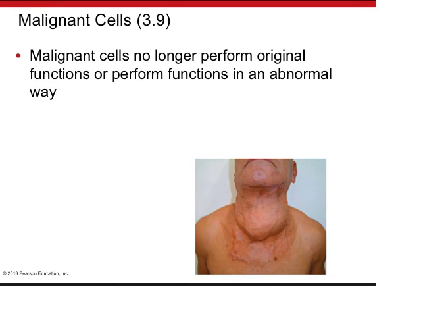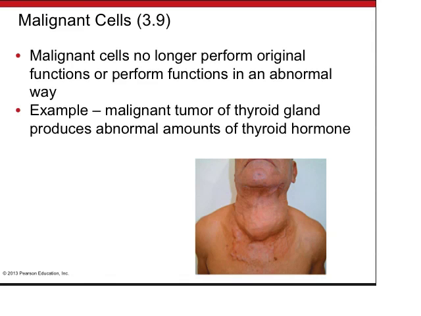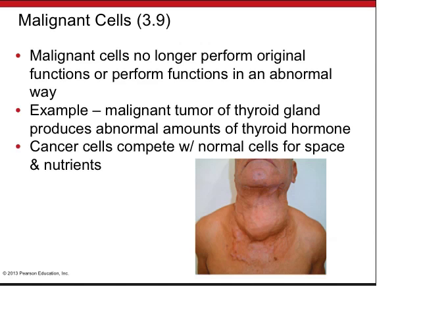Malignant cells no longer perform the original function or perform functions in an abnormal way. As an example, a malignant tumor of the thyroid produces abnormal amounts of thyroid hormone. Cancer cells compete with normal cells for space and nutrients, and that's what eventually kills the organism, kills the human being.